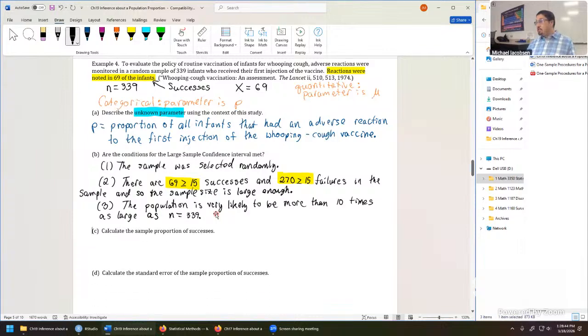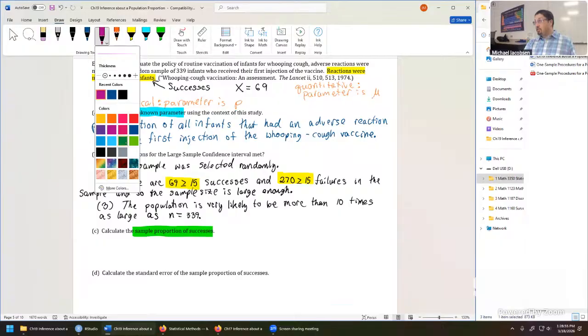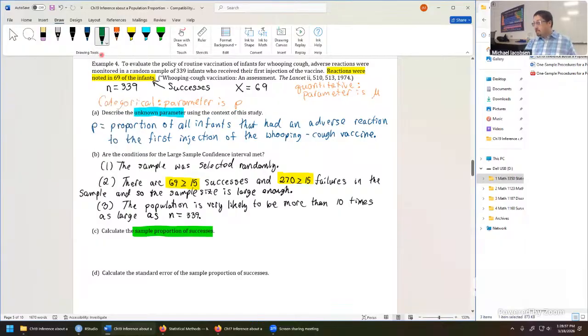Now, after getting through both parts A and B, the context portions, everything else feels like a math problem. We want the sample proportion of successes. When you see that written down on either a homework problem or an exam problem, just write down p hat. That's all it's asking for. So that's the symbol that goes with the sample proportion of successes.